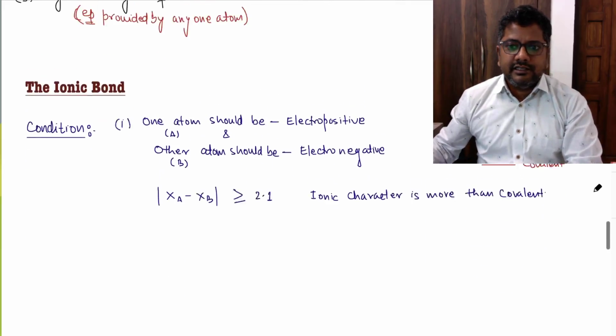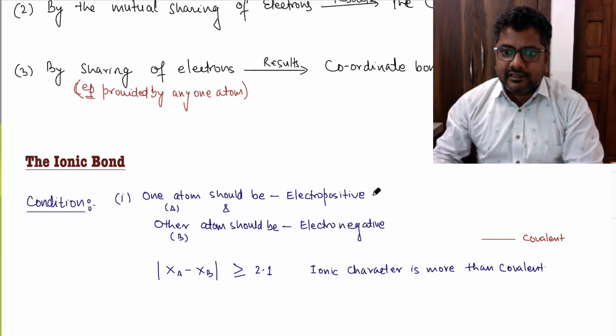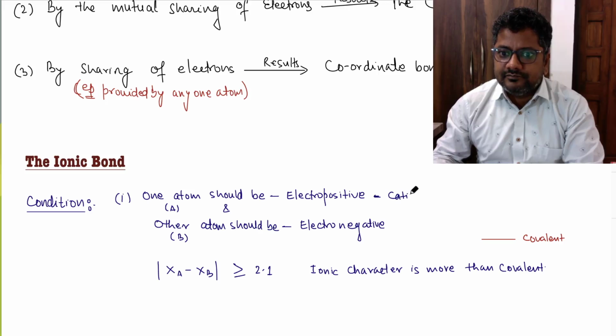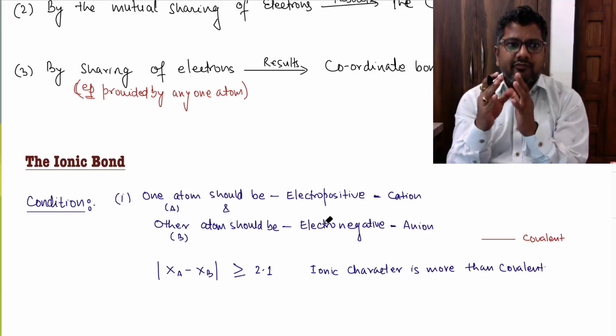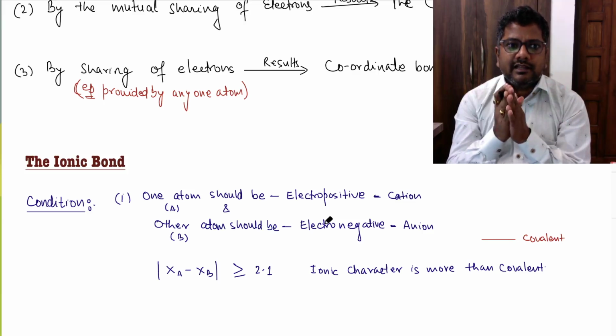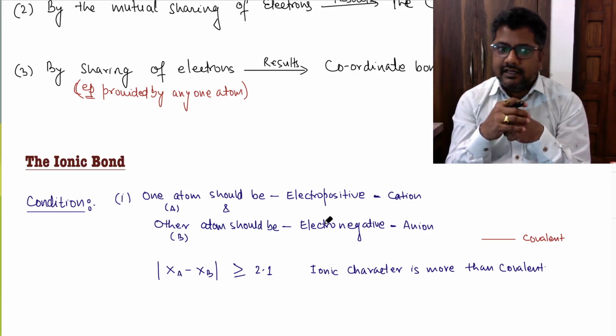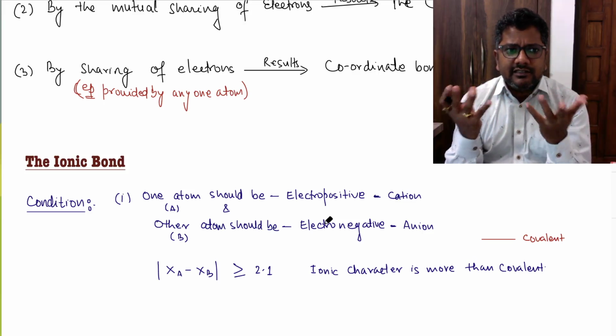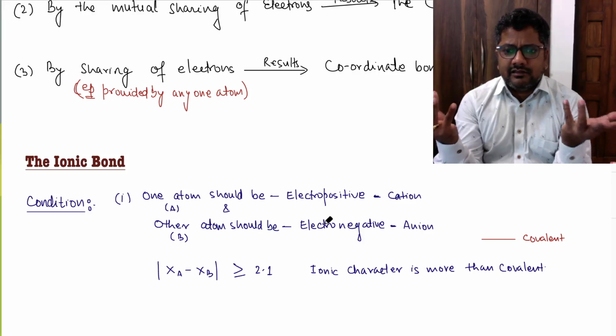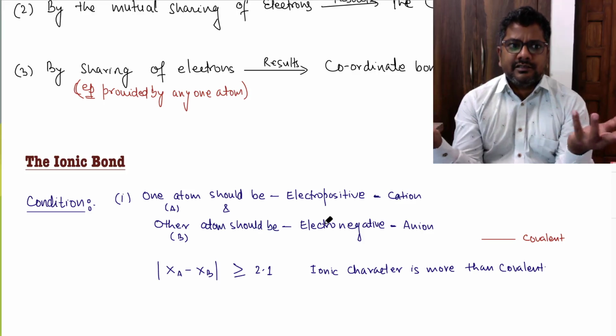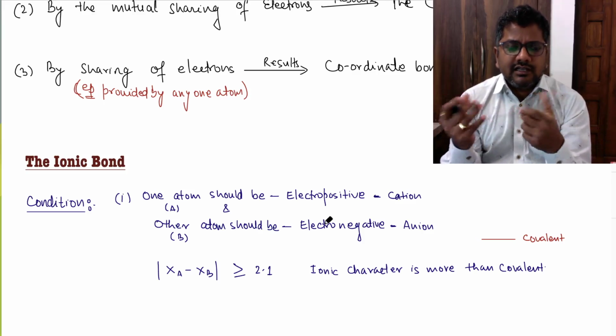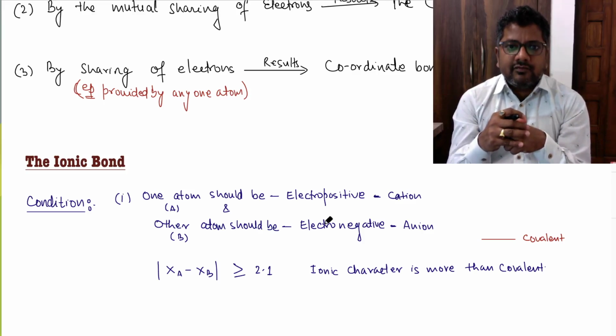So electropositive character helps in the formation of cation, and electronegative property helps in the formation of anion. So basically, one atom has the tendency to form cation and the other atom has the tendency to form anion. So this is the first condition, and you can say that this is the sufficient condition for ionic bonding. What other condition is required? But listen carefully. One more condition is required, dear students.